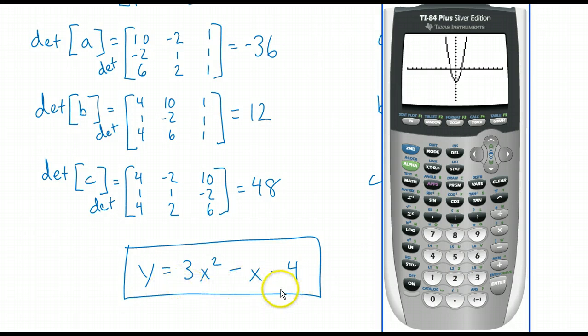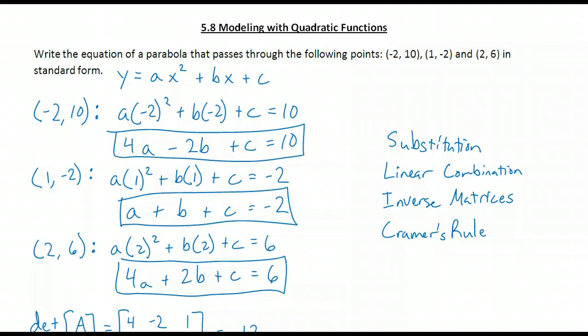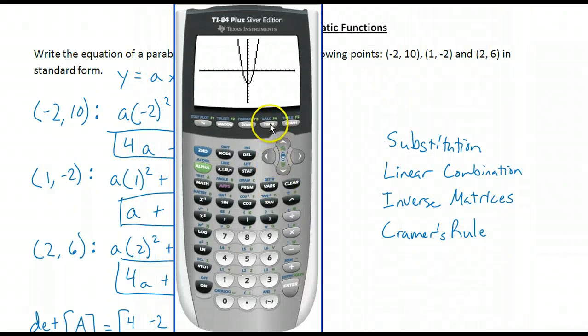And to check to see if this is correct, I'm going to go back to my original points. This parabola should hit my 3 original points. So I'm going to hit the trace button, and if I scroll left or right, my cursor is going to trace on my parabola. And I want to test when x is -2. So I'm going to type in -2 and hit enter. And if I look, when x is -2, y is 10. So it hits my first point. And I can just hit 1 to test my second point. 1, -2. So it goes through my second point. And my third point. Yep, goes through all 3 points.